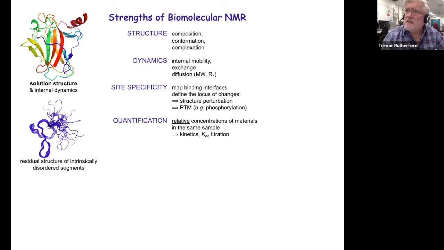I should say that we can also see structure in proteins that aren't folded. So we can look for the presence of residual structure in intrinsically disordered proteins.